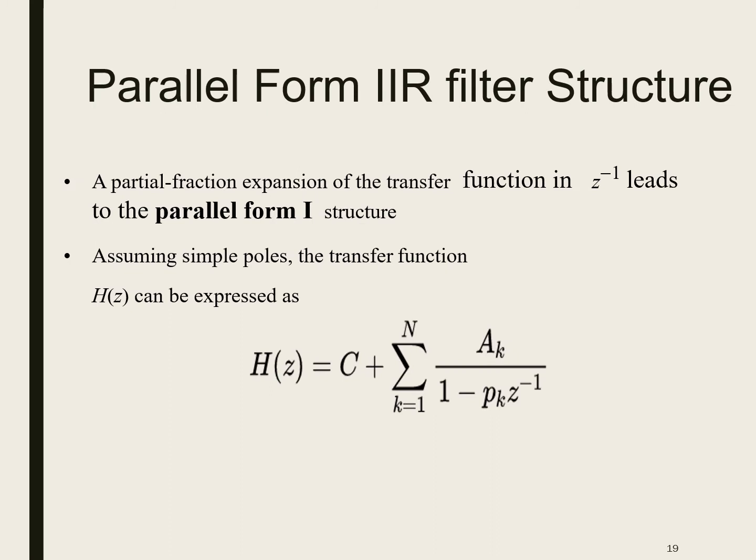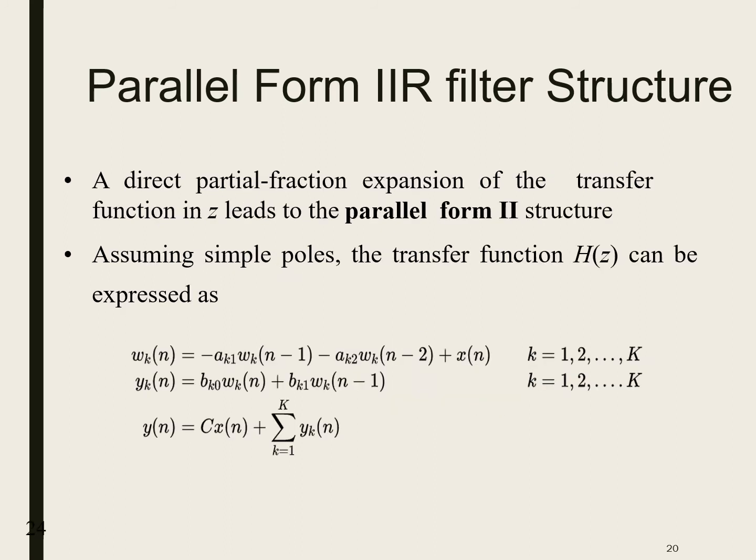Okay. So the last section is the parallel form of an IIR structure. Parallel, hopefully you can understand, it is addition. Parallel in the sense one after the other. Series will be cascade, parallel will be addition. So a partial fraction expansion of the transfer function in z inverse leads to the parallel form 1 structure. Assuming simple poles, the transfer function H of z can be expressed as H of z is equal to C plus the summation of k equal to 1 to capital N A_k divided by 1 minus p_k z inverse, where p is the poles.